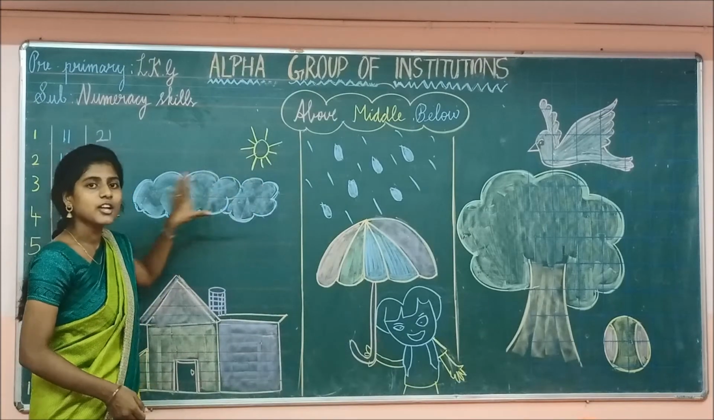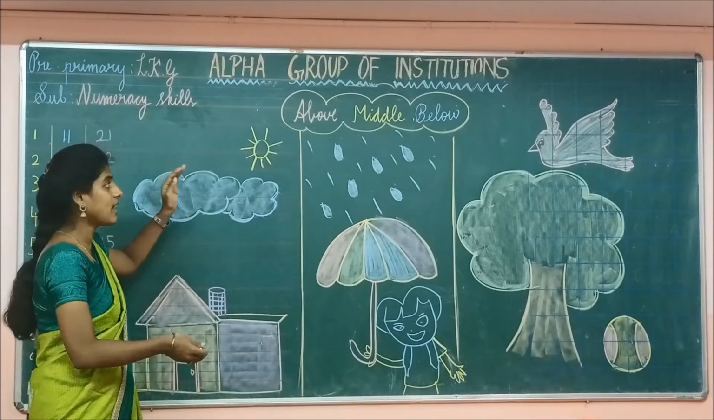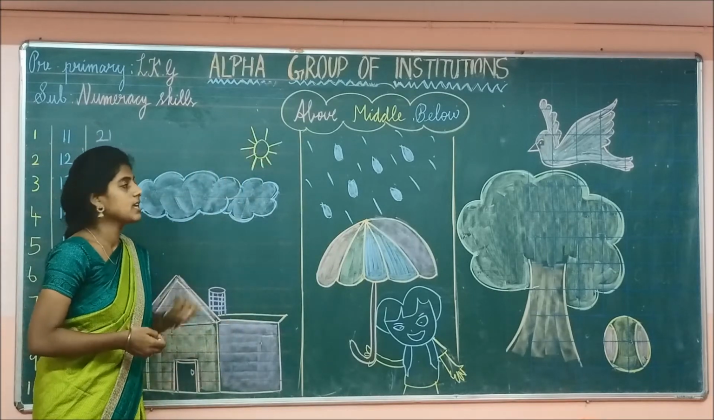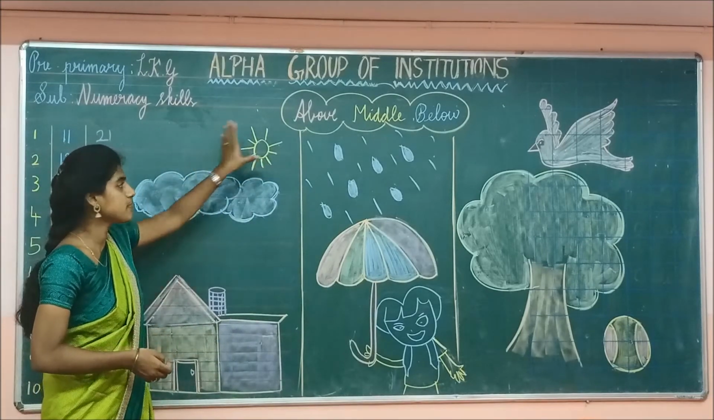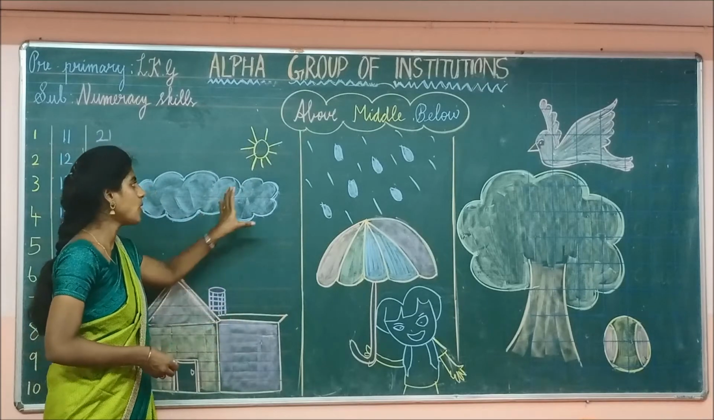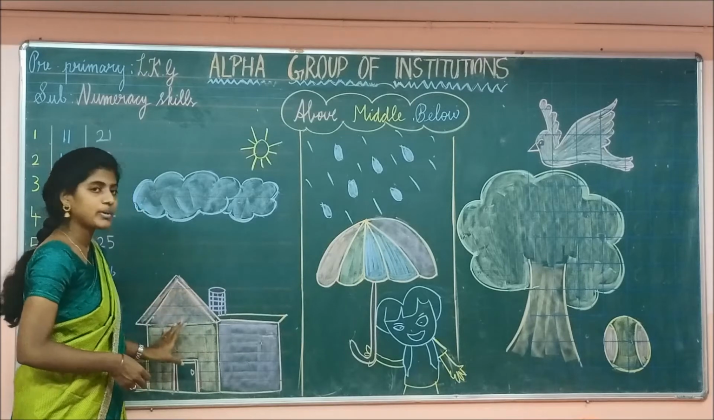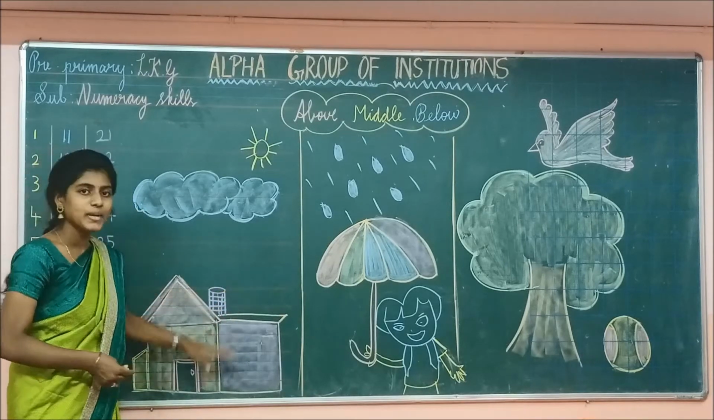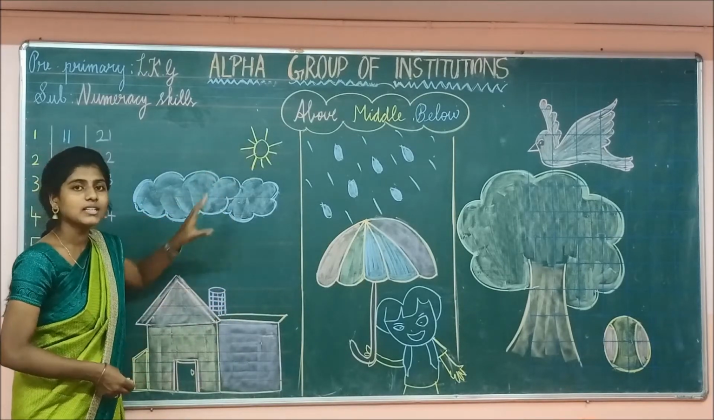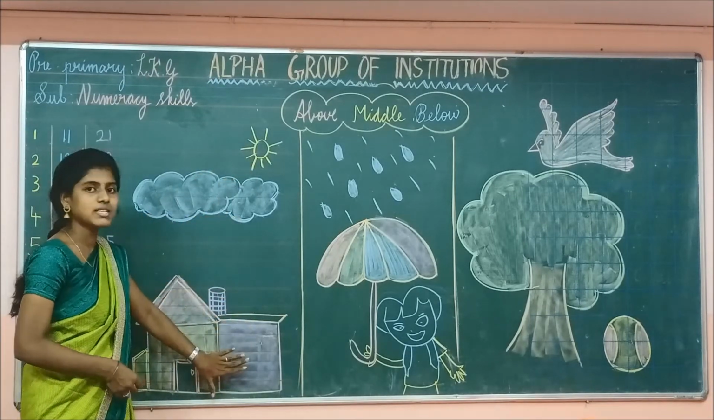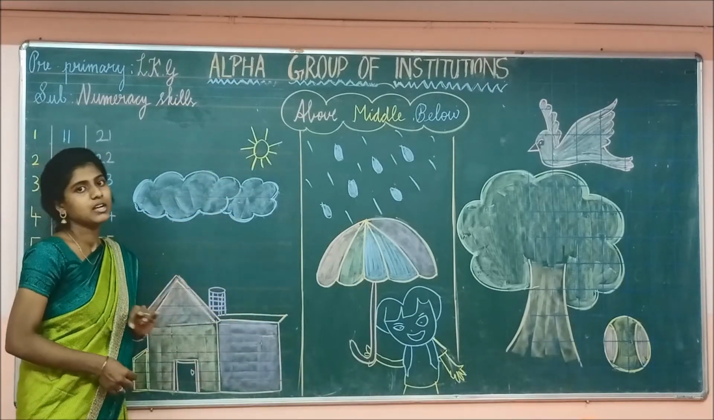And see here, the cloud. Where is the cloud? The cloud is in the middle of the sun and the house. So the clouds are in the middle part. See here, what is this? The house. The house is below the sun and the cloud.